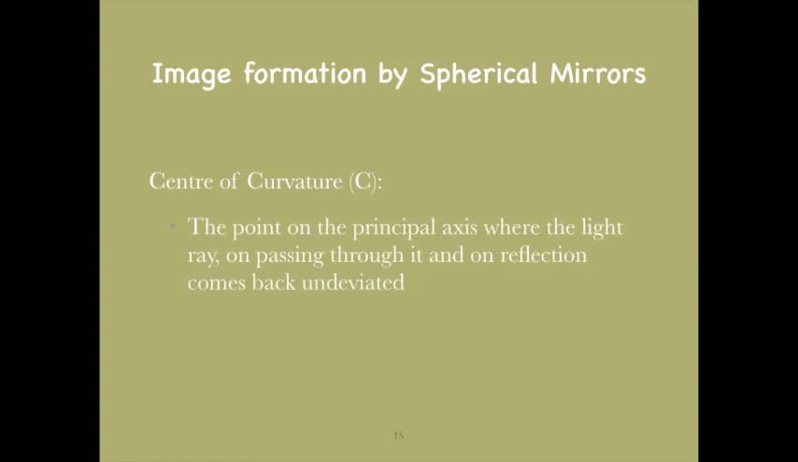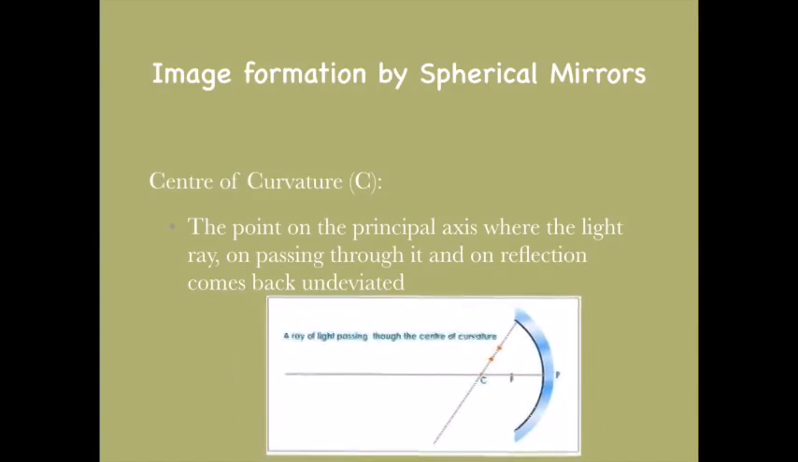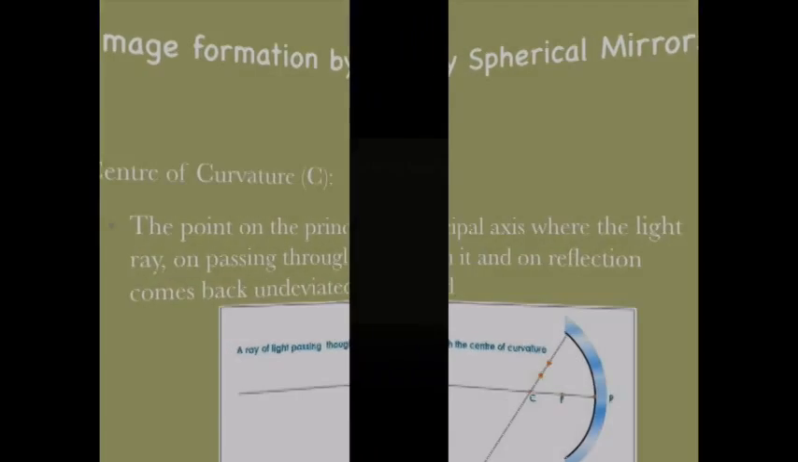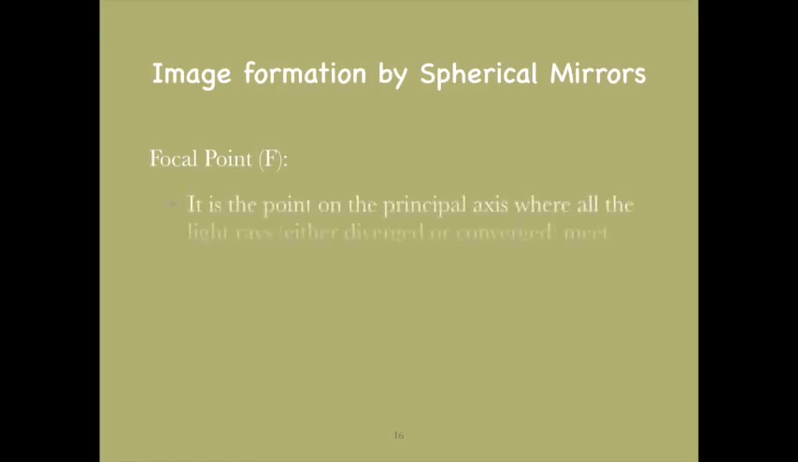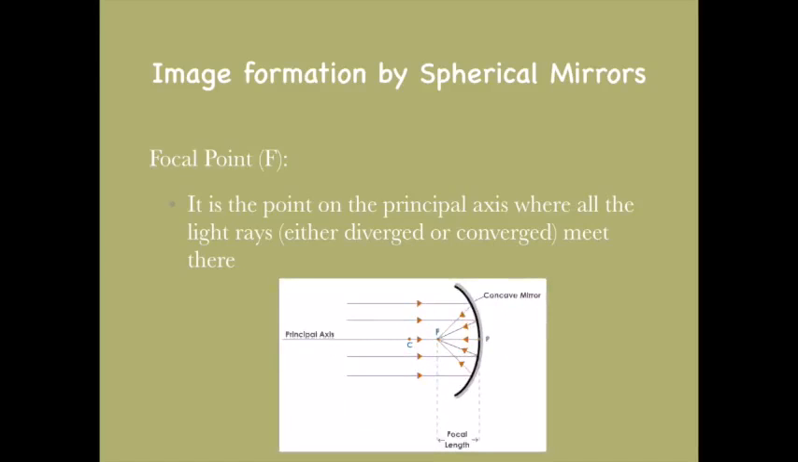The next thing would be the center of curvature. It is denoted by the capital C. It is the point on the principal axis where the light ray on passing through it and on reflection comes back undeviated. A diagram will help you understand better. Here the point C is the center of curvature. Now the third one is the focal point. It is denoted by capital F. This is a point on the principal axis where all the light rays meet, whether it is a converged or a diverged one. Please have a look at the diagram again.